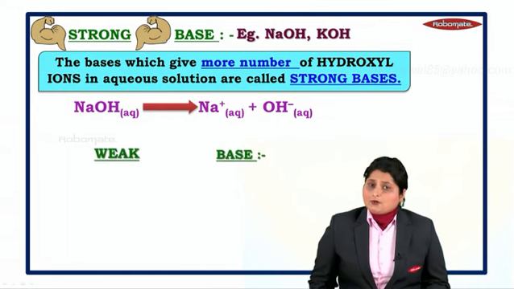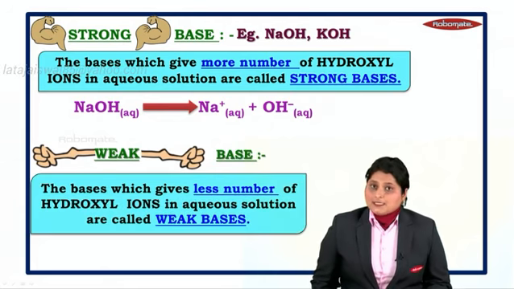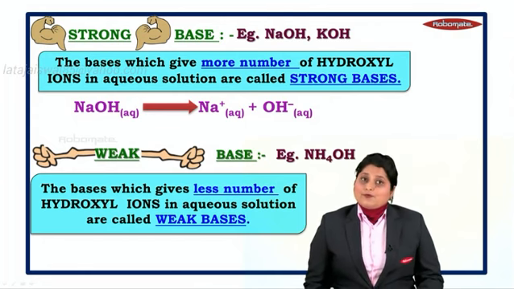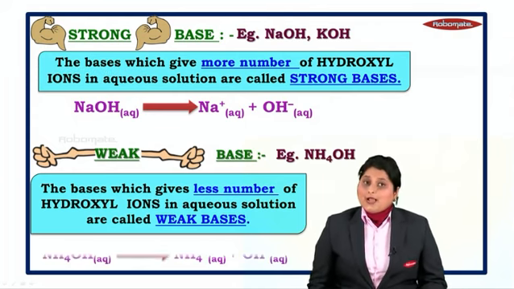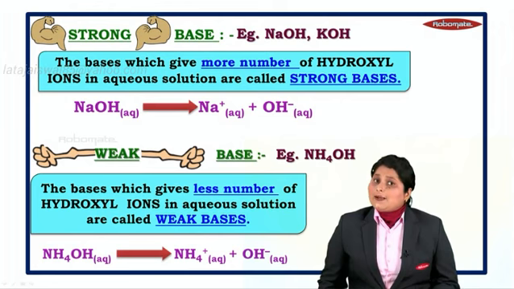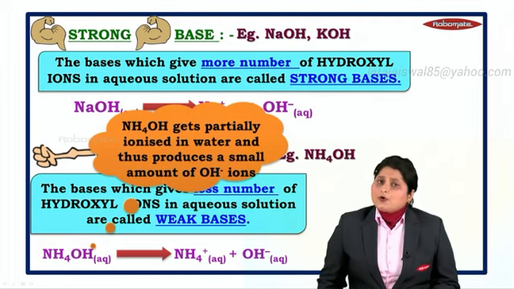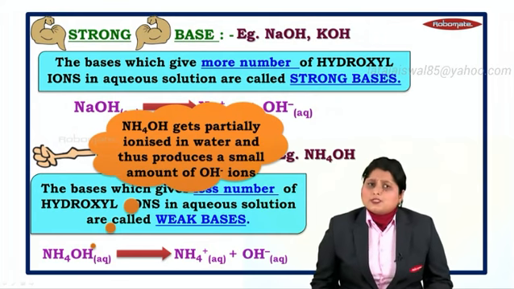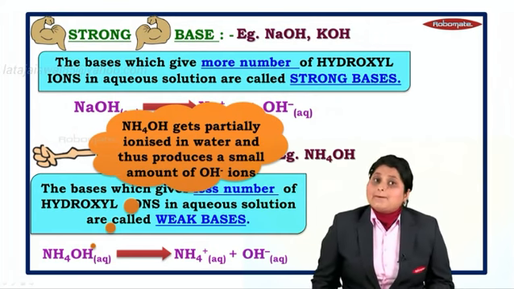Let's go ahead and learn about weak bases. Same like weak acids, we now have weak bases. The bases which give a small number of hydroxyl ions in aqueous solution are called weak bases. For example, NH4OH, which is also called ammonium hydroxide. Now, when this ammonium hydroxide dissolves in water, it gives ammonium ions, that is NH4+, and OH-. NH4OH gets partially ionized in water and thus produces a small amount of OH- ions. Now, because it is producing a small amount of OH- ions, dear students, it is called a weak base.